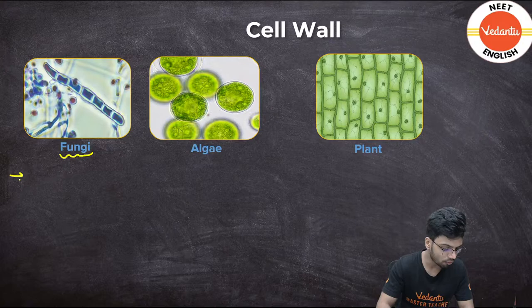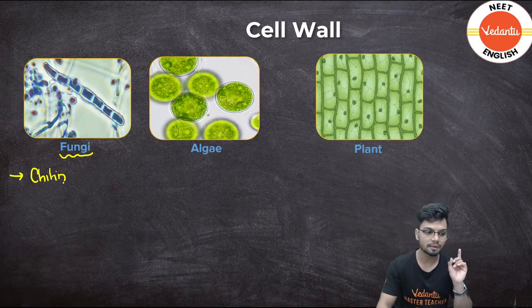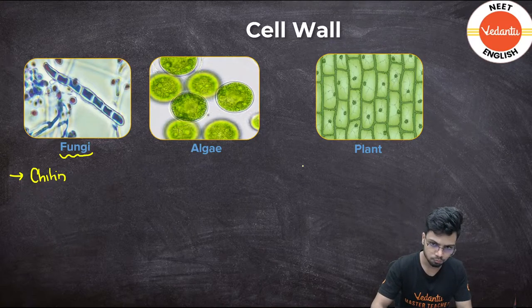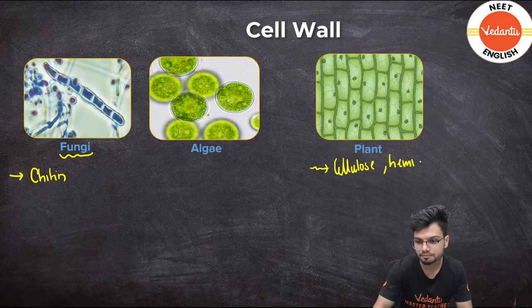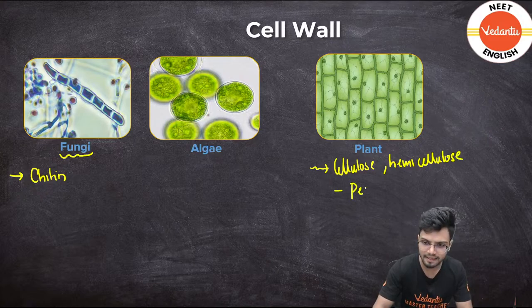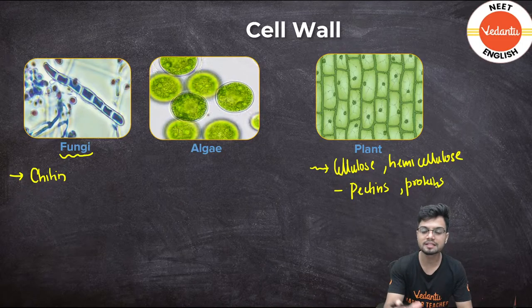In the case of fungus, the cell wall is made up of what? It is made up of chitin. Now, what about your plant? In the case of plant, it is made up of cellulose. All of you know, it is made up of cellulose, hemicellulose. It is also made up of pectins. Certain types of proteins are also present in the cell wall of your plants.